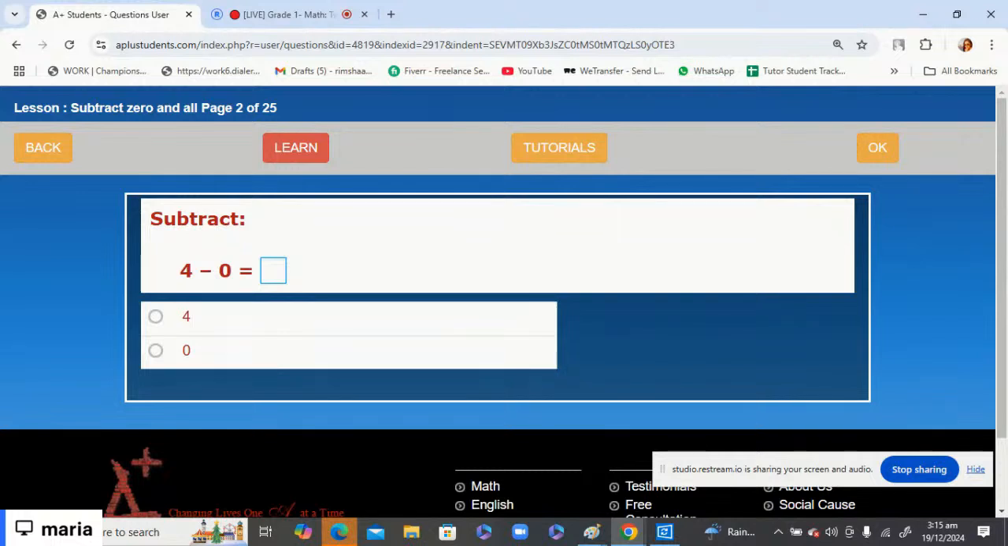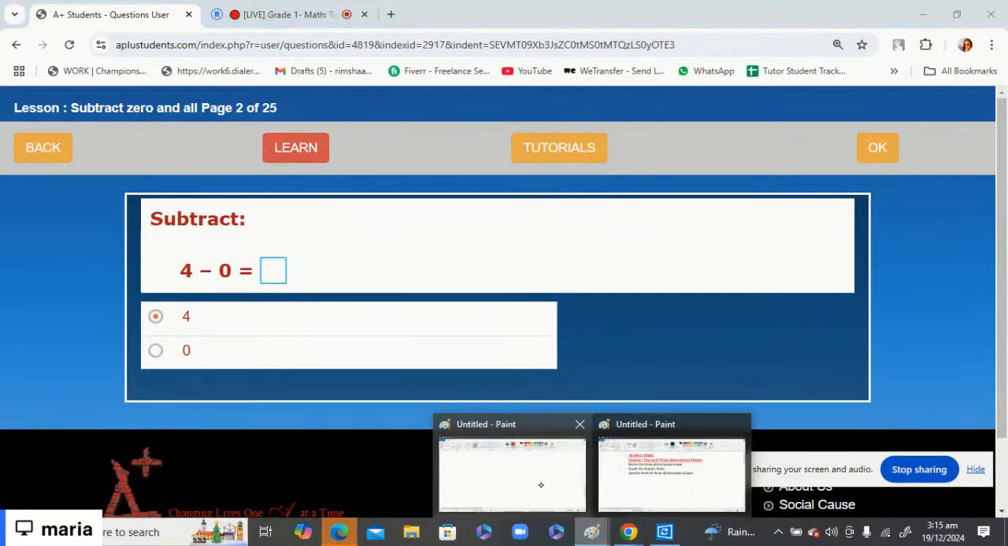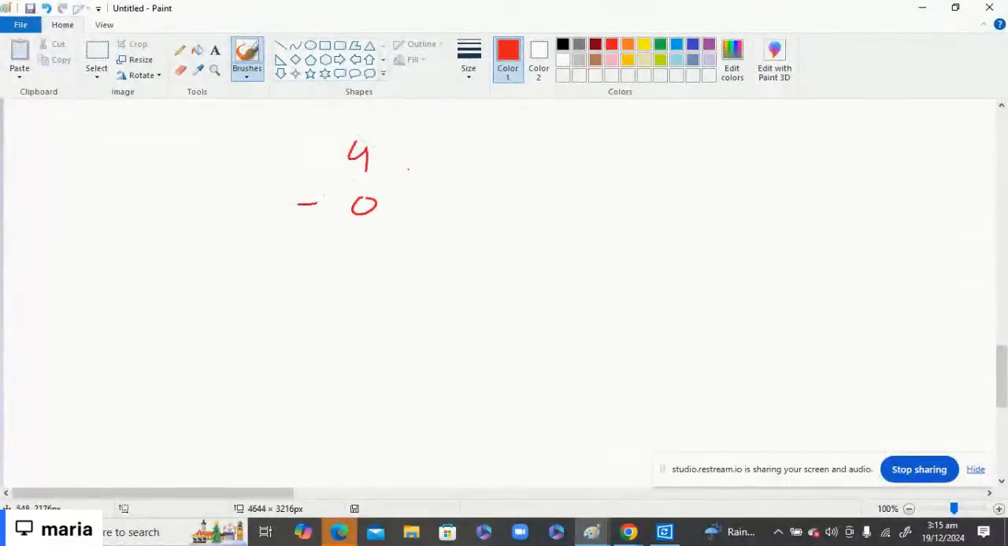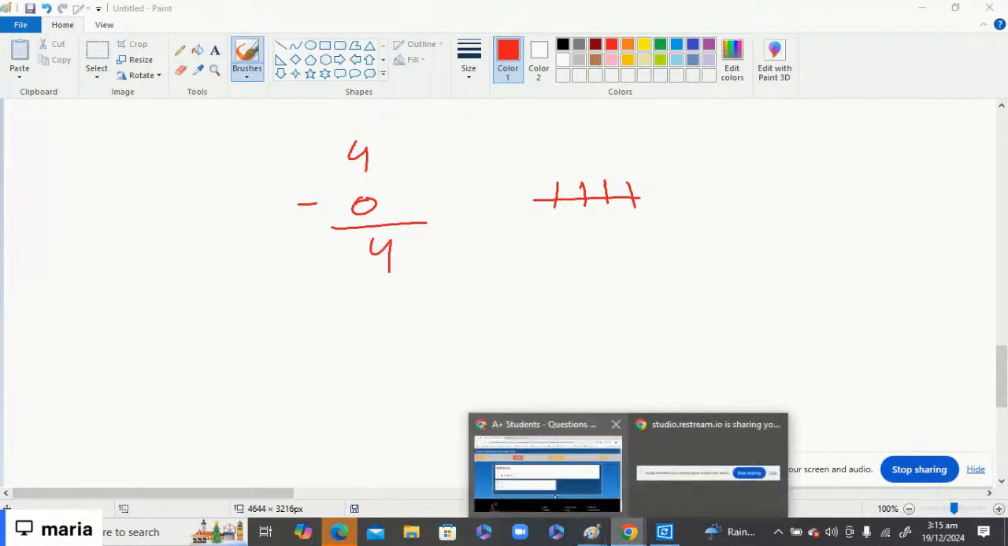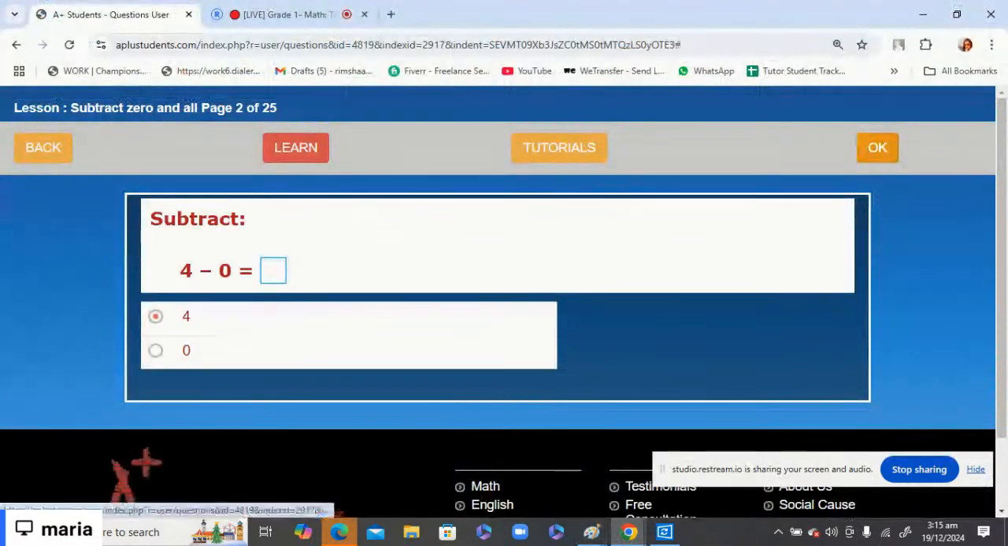Now subtract 4 minus 0. What's the answer? You get it? It's again 4 because there is 4 like this way. It's 4 minus 0. So draw 4 lines: 1, 2, 3, and 4. In all these 4, basically nothing is subtracted, so these 4 are left, okay? So let's go with it.